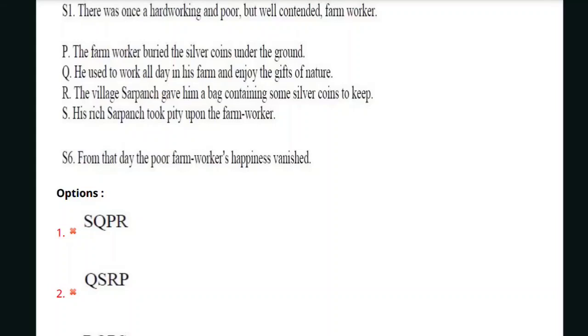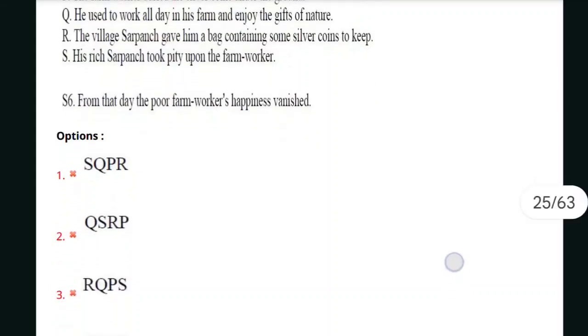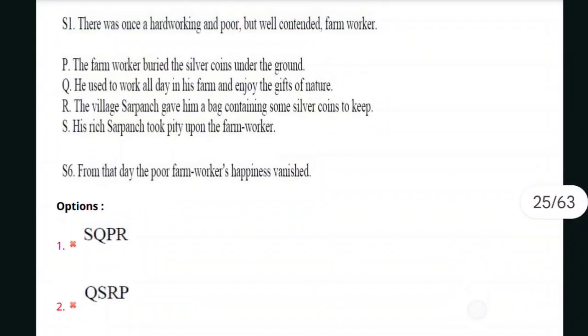Here the first statement S1 and S2 are going to be the first and last sentences of the passage, but we need to arrange the middle sentences in the passage. Those are PQRS, and the correct answer here is QSRP.